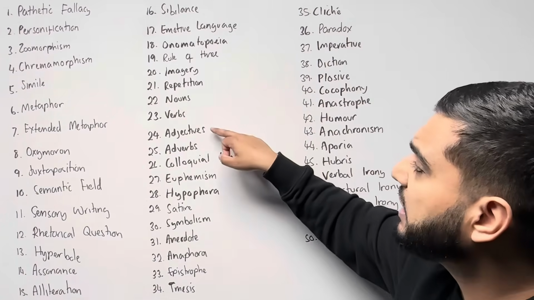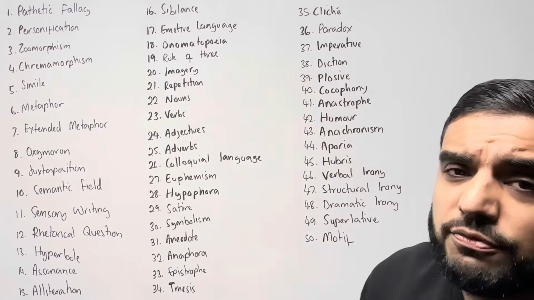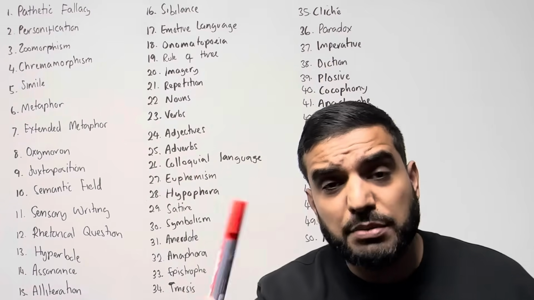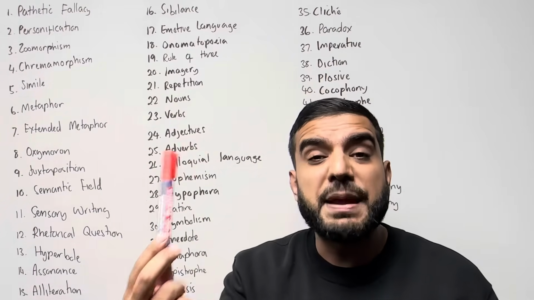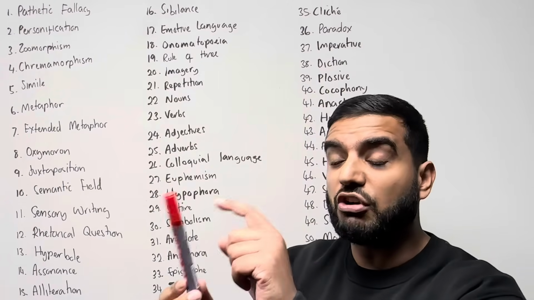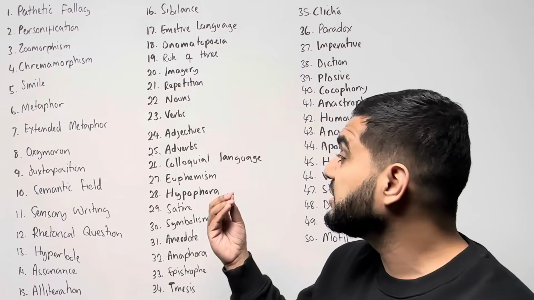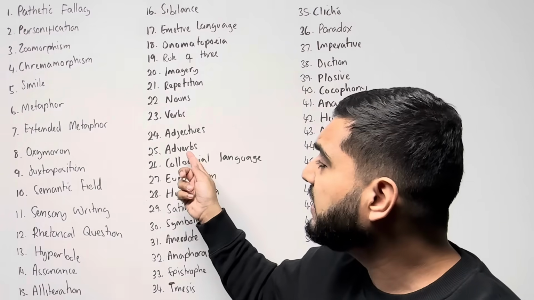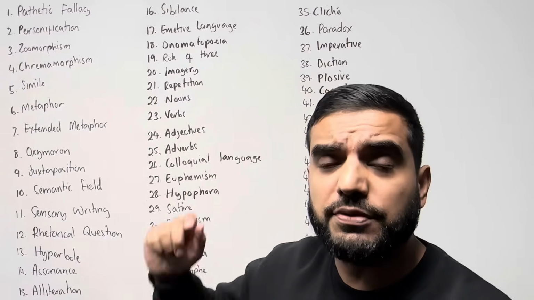Guys, an adjective describes a noun. For example, a pen is a noun because it's the name of an object. The pen is red. Red is describing the pen, so red is the adjective. And an adverb, guys, an adverb describes the verb.